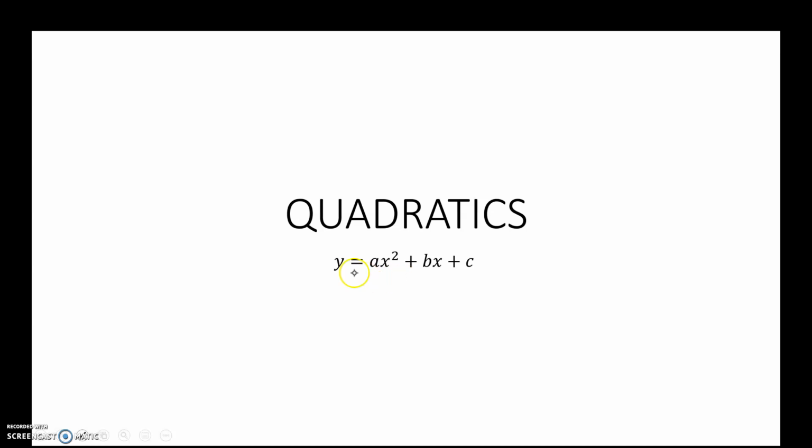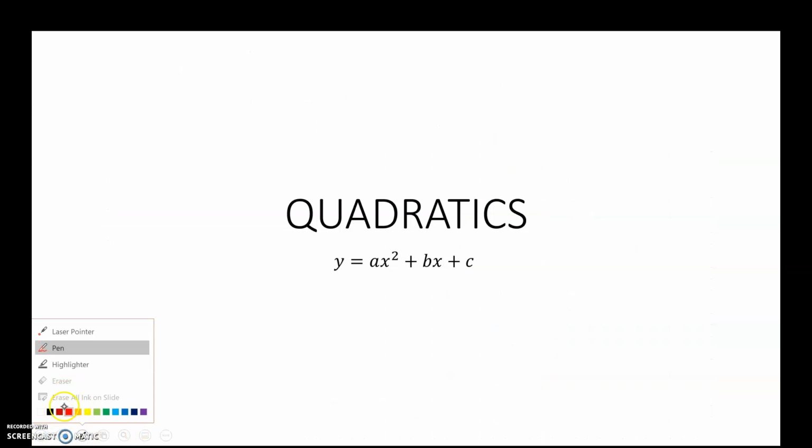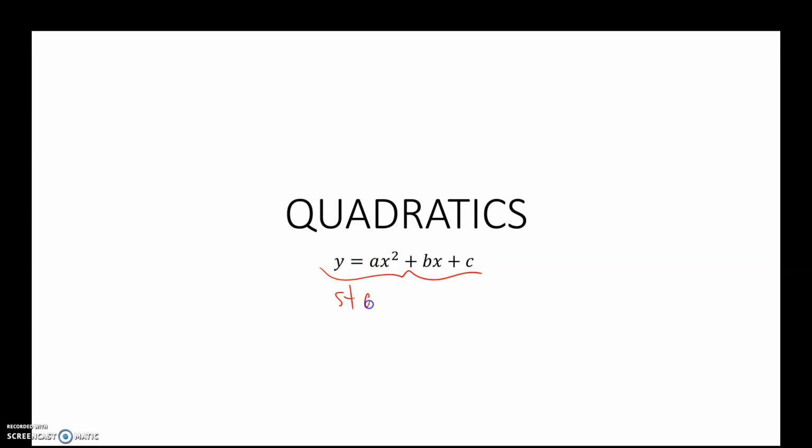Okay, so a quadratic function, we've studied this. This is our standard form. Standard form for our quadratic: ax squared plus bx plus c, where a, b, and c are real numbers. Okay, so a, b, and c have to be numbers, and that's very important, and we'll look at examples of that.